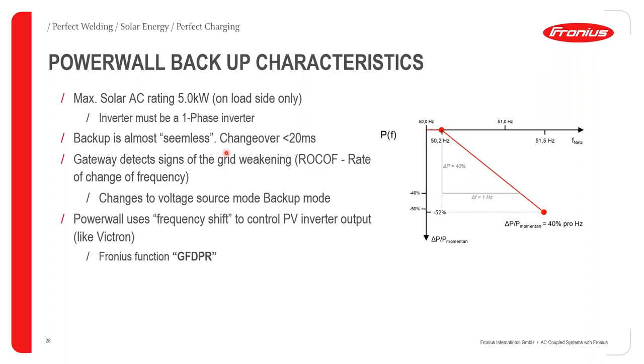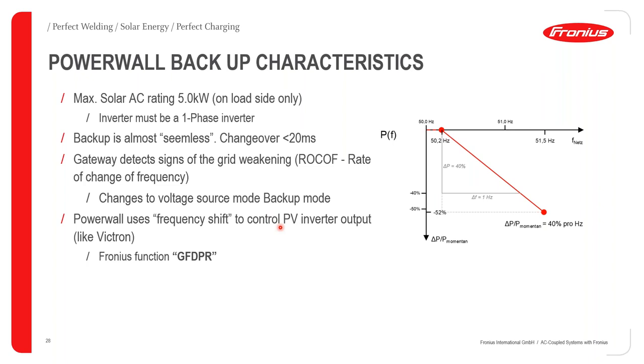So when the grid goes down, the backup is almost seamless. The changeover is less than 20 milliseconds, so this basically serves as a UPS system. When the grid goes down, you won't even know, because no electronic components will be shutting down during the short transition time. The Tesla gateway detects any sign of grid weakening, and this is done by ROCOF, which stands for rate of change of frequency. It then changes to voltage source mode on backup.